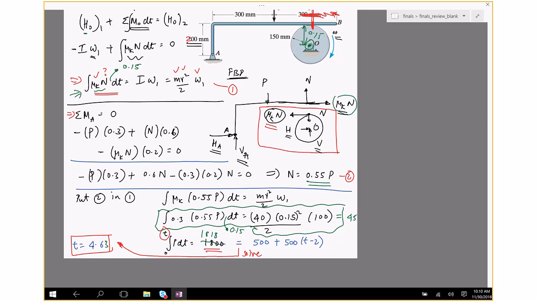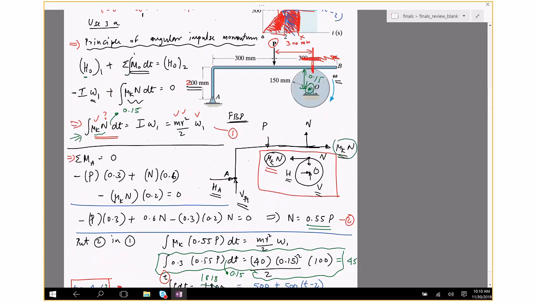We have an equation for the moment. That moment is force times the distance from the point about which you're taking the moment, which in this case is O. So mu_k N is the force of friction. You need to multiply it with the moment arm, which was missing in my original equation.